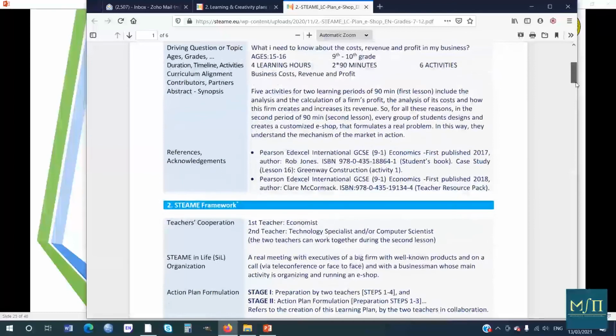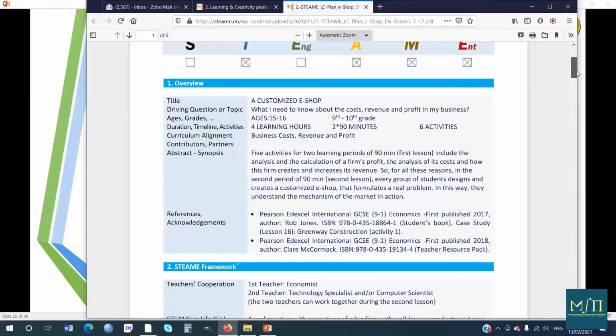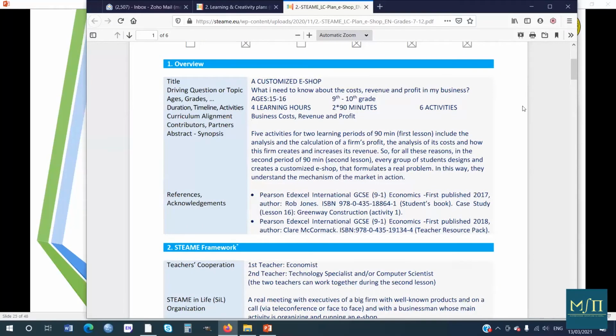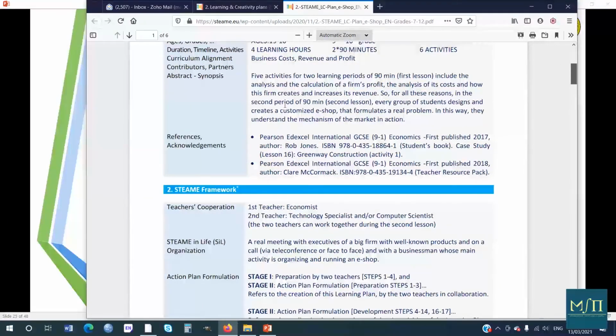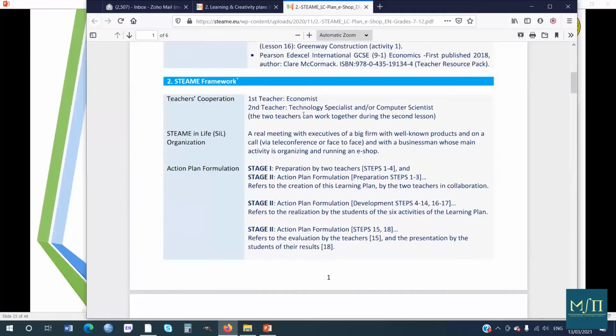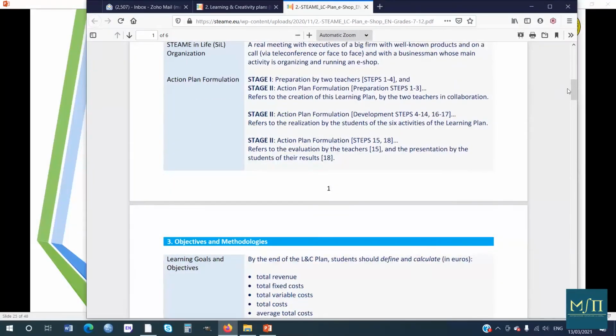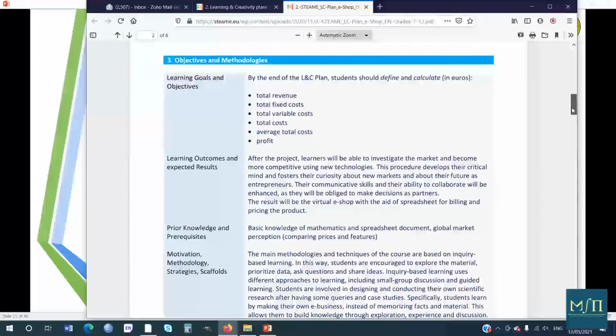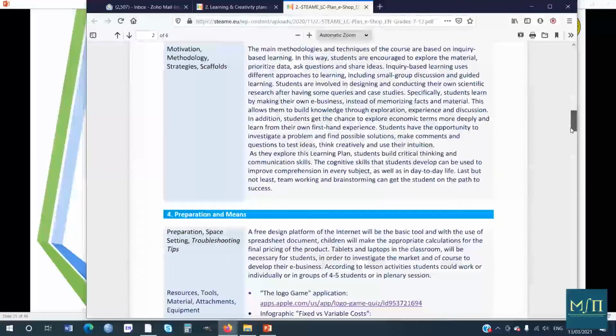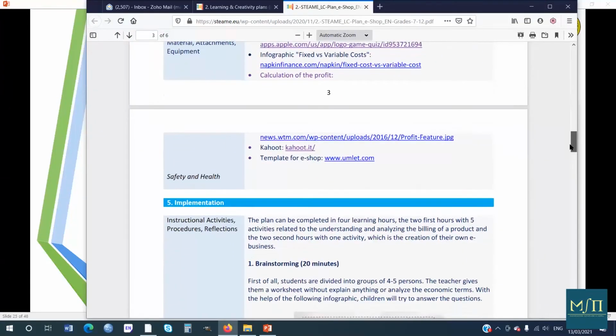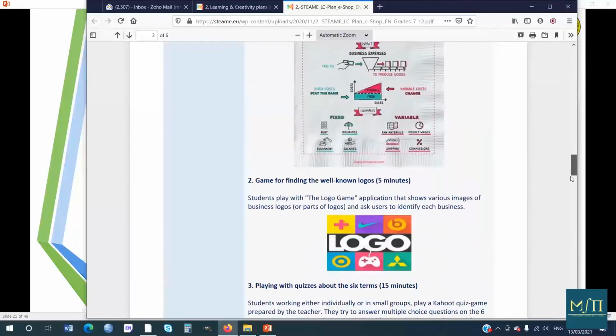So this is how a learning and creativity plan looks, specifying the age, how many hours you need to spend on this, some objectives, an abstract, STEAM framework, teachers' cooperation. This one is between an economist and a technology specialist, STEAM in life. So there is a process of bringing industry into the activity to talk to the students. There are 3 stages to be followed, and objectives, etc., preparation and means, links to information, links to learning activities, etc.